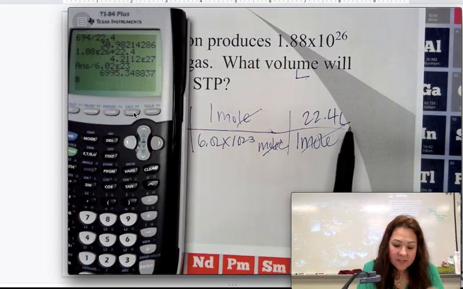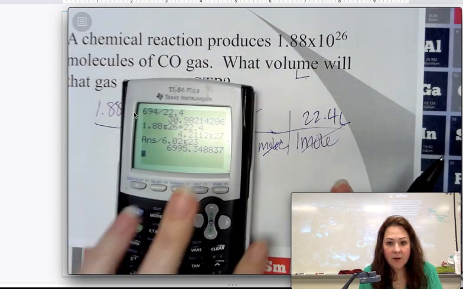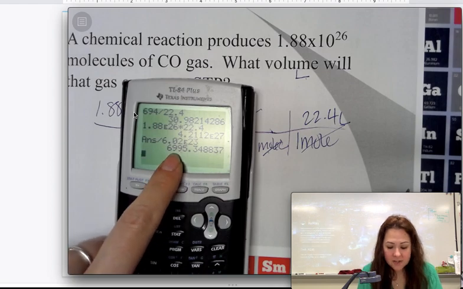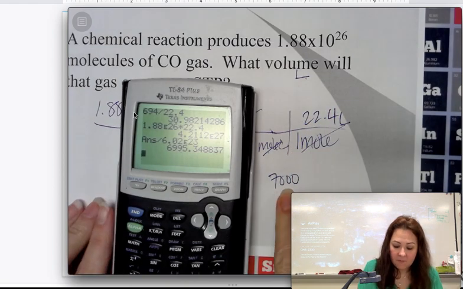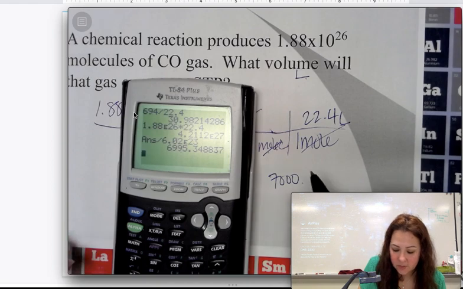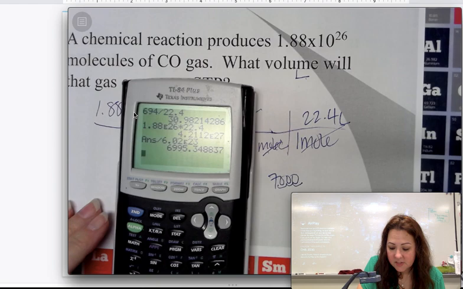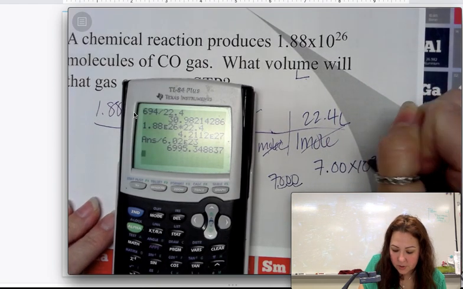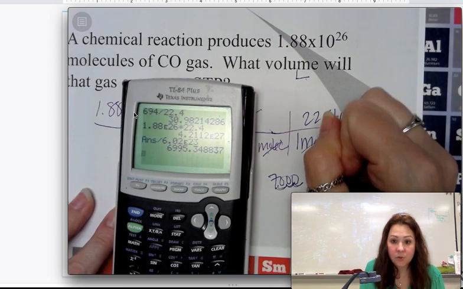I have 3 sig figs in my initial answer, so I need to put my answer in 3 sig figs right here. The 5 makes the 699 go up to 7,000. That's 1 sig fig. If I put a decimal here, that's 4 sig figs. So I'm going to have to put this one into scientific notation in order to get the correct number of sig figs. So I'm going to have 7.00 times 10 to the third, because it's 1, 2, 3 times I move my decimal, and that's liters for an answer.